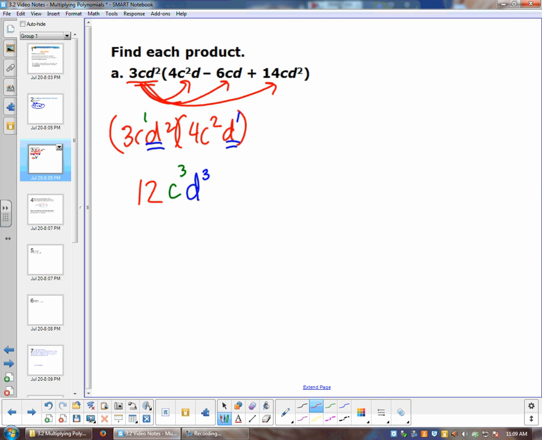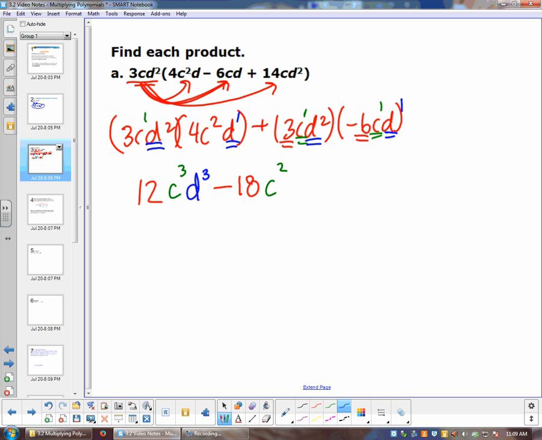When I multiply by the second part, I'm going to have plus 3cd squared multiplied by negative 6cd. So 3 times negative 6 will be a negative 18 or minus 18. I have a c to the first here and a c to the first here. So that becomes c to the second. Remember, I'm adding those. And then d squared and d to the first. So that becomes d to the third.